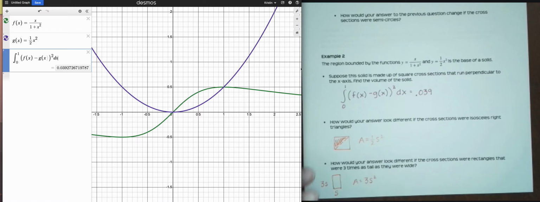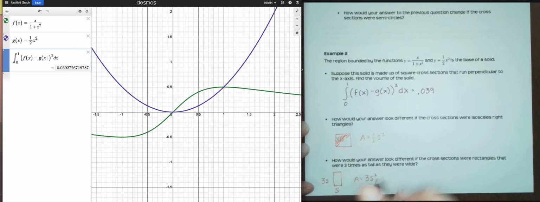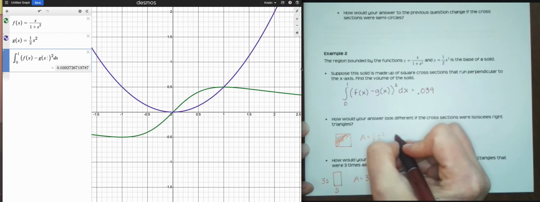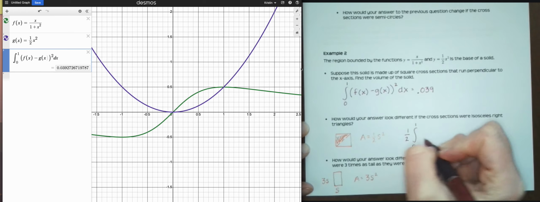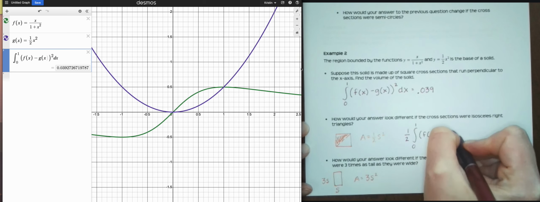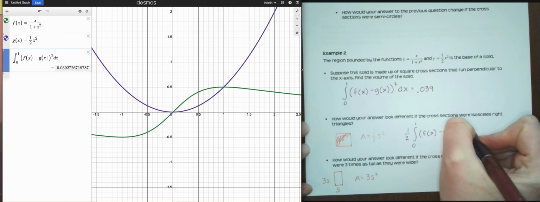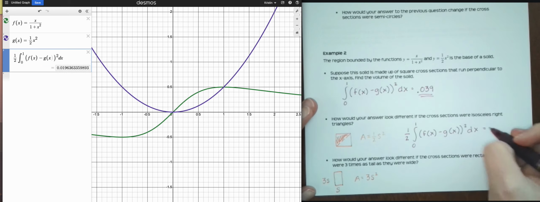So for this one, let's write out what our integral should look like, and then we'll use Desmos to get our answer. If we're just making triangles, it's going to look exactly like this, except it'll have the 1/2 in front, from 0 to 1. And if you're thinking that's just going to take this answer and cut it in half, you're absolutely right. I can just jump over here where I have this in Desmos and type in a 1/2. And that's what my answer should be. So that would round to 0.020.